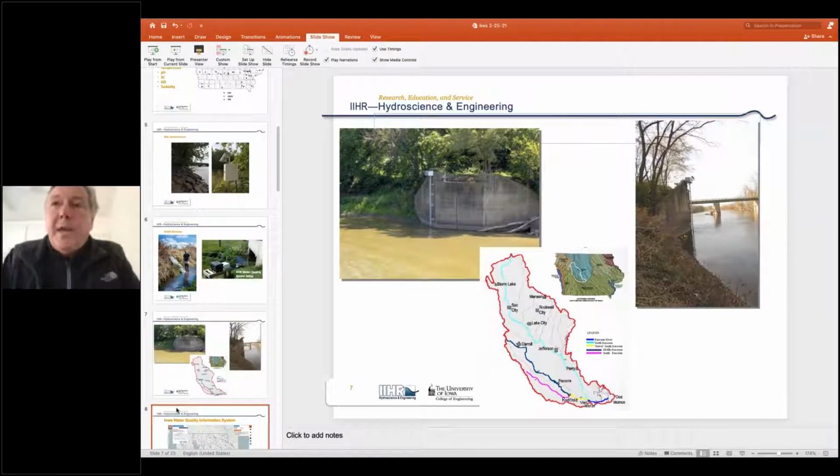So all the data comes into our website. We call it the Iowa Water Quality Information System. If you haven't taken a look at this, I really encourage you to do so. There's a lot of excellent information you can get from the website.